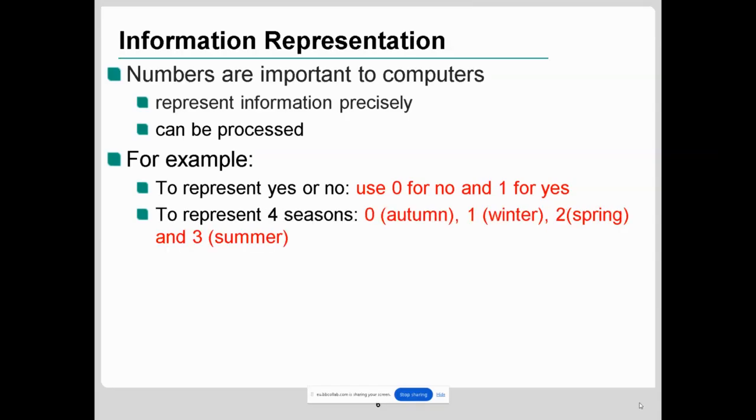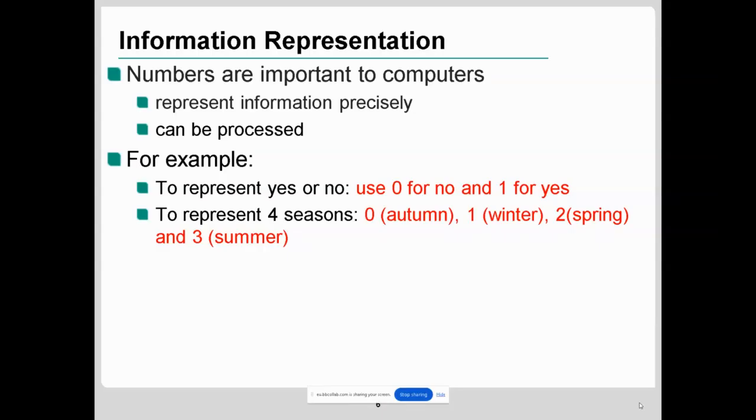Then to represent 4 seasons, the computer doesn't understand seasons. So we can give different coding to different seasons. So you can say, okay, what is the code for autumn? 0. What is the code for winter? 1, 2, and 3. And you may change the coding. You may assign 0 to summer and then 1, 2, and 3. It's up to you, as long as the computer understands. So whenever the computer reads 0 in this particular example, what do you interpret? Autumn. So numbers are important.